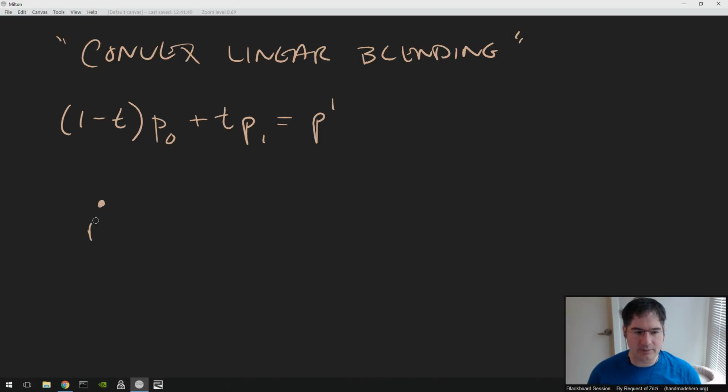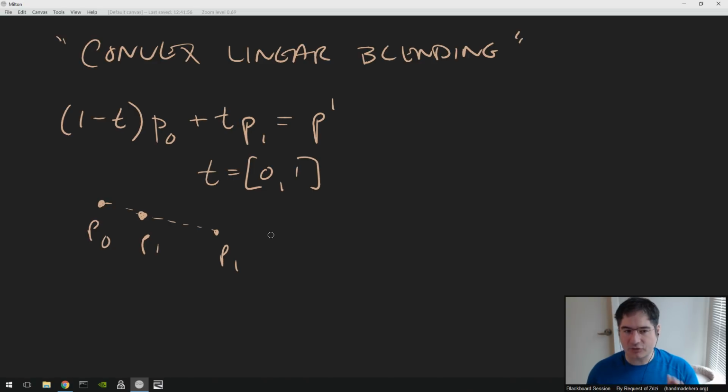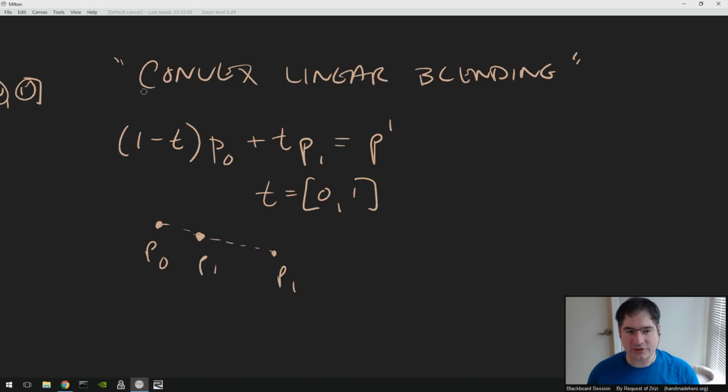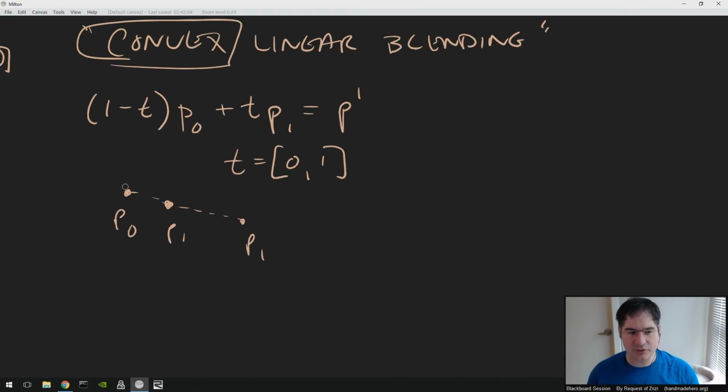If I drew it out, I would have p0 here, right? I would have p1 here, and then this line between them is everywhere that p prime could appear by setting t equal to something between 0 and 1, right? Now, it's crucial to understand that this already creates a convex linear blend. We have created a convex region. We have created an enclosed region. It happens to have no area, but it is a line. And no matter what we do, we will never move outside of it. t from 0 to 1 will always produce a point that's inside of it.